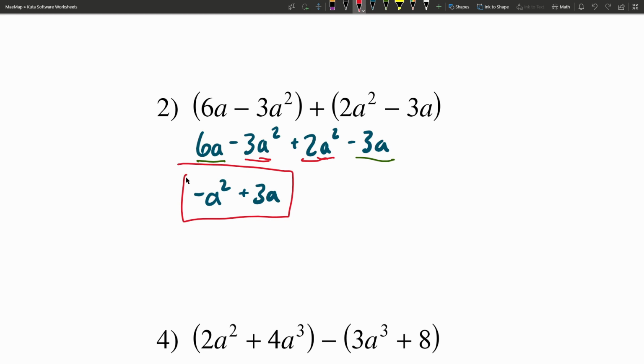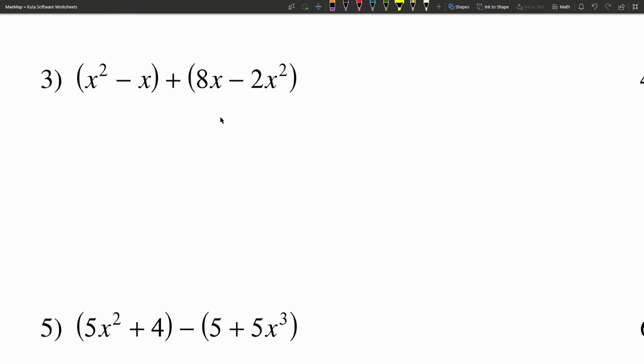Let's move on to number 3. In number 3, our variable is x. So we have x squared minus x plus 8x minus 2x squared. Because this entire quantity is added, the signs remain the same inside. So this 2x squared is still subtracted. What's my highest degree? Well, that's a degree of 2, because x and 8x are both just simply degrees of 1. So combining my degrees of 2, I have an x squared, and then minus a 2x squared. That's going to result in a negative x squared.